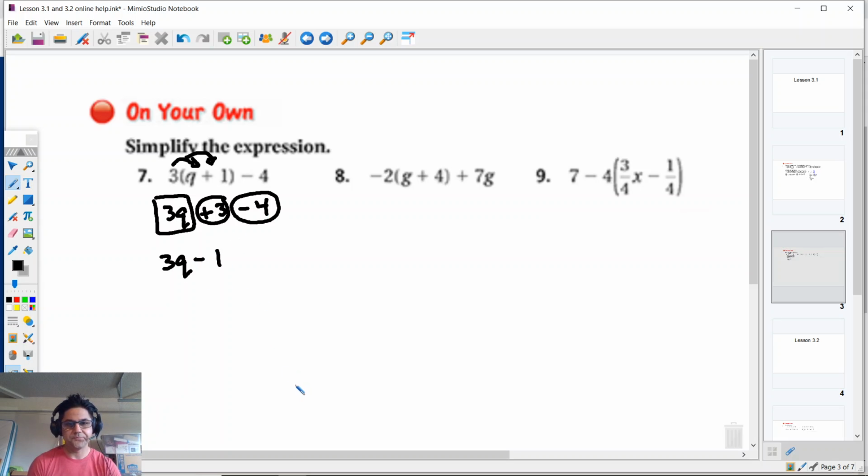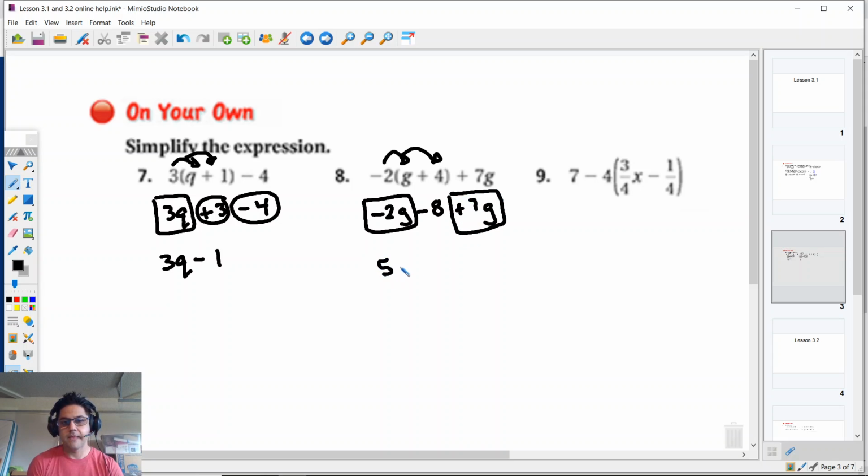3q subtract 1. On this one here, going to use my distributive property again. Negative 2 times g is negative 2g. Negative 2 times 4 is negative 8. And then a plus 7g. So again, going to go ahead and combine like terms, negative 2g and positive 7g. Difference means subtract. Take the sign from the greatest absolute value, which would be the positive 7, so I'm going to get positive 5g. Subtract 8. Again, if you want to circle it, say hi. We got negative 8.